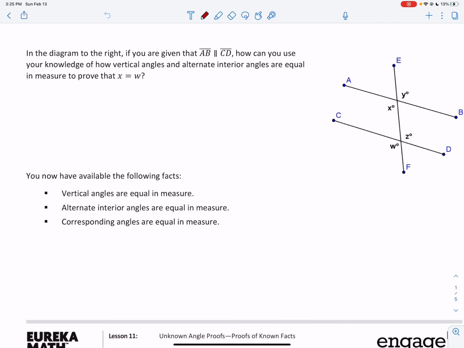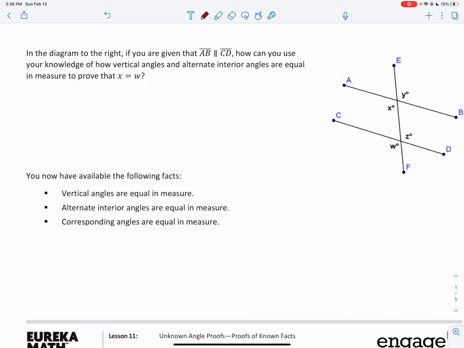In this case, we're looking at the diagram to the right. If you're given that these two lines, AB and CD, are parallel, that's a given statement. In this case we have defined that they are parallel, or in real life we've noticed that they're parallel. And we might have proven that they're parallel. Who knows? How can you use your knowledge of how vertical angles and alternate interior angles are equal in measure to prove that x equals w?